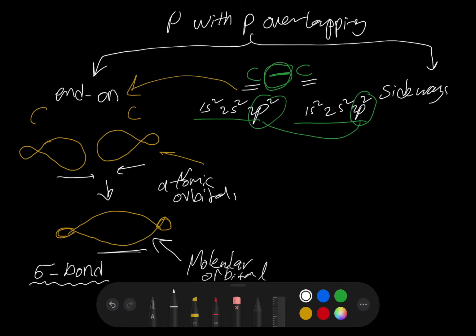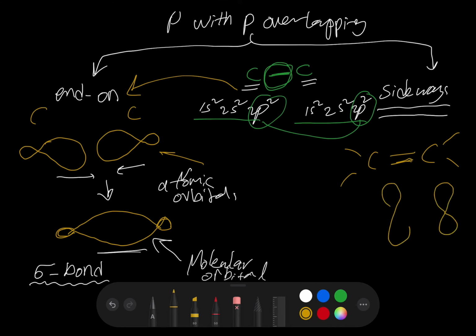Good. What about the sideway overlapping? As we can see, we have two carbons. I just use another color. I have two carbons like this. But here I have what we call a pi bond. How can I explain this? As we can see, the sideway has two p orbitals. These two p orbitals will overlap with each other so they can form a molecular orbital. As we can see, this is a molecular orbital.